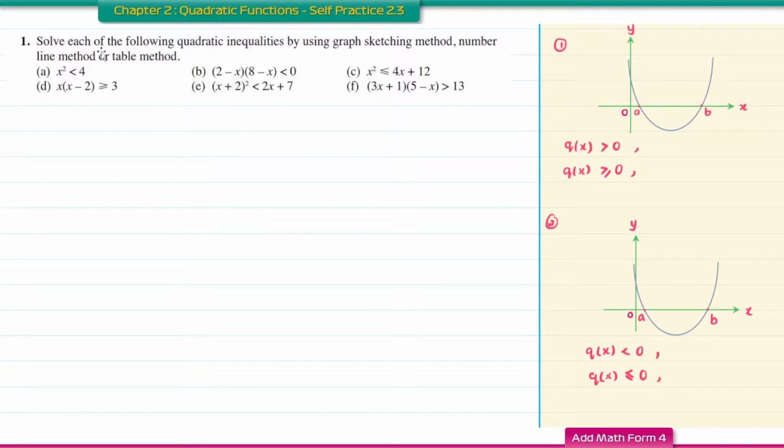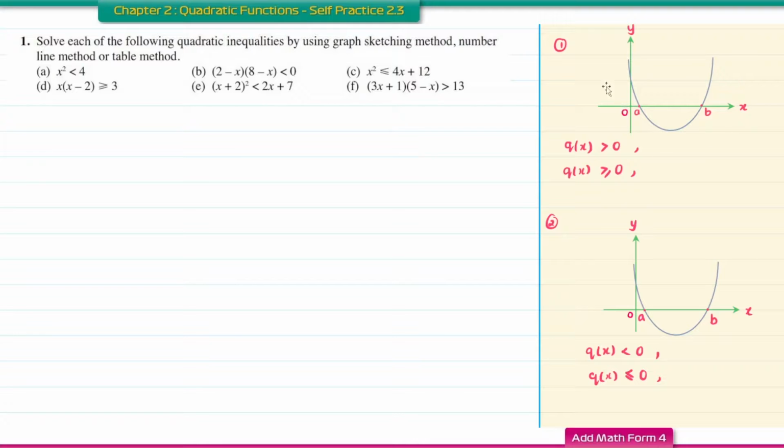Question 1. Solve each of the following quadratic inequalities by using graph sketching method, number line method, or table method. So for A and B, I'm going to solve it using the graph sketching method, C and D using the number line method, and E and F using the table method. So first, look at the graph sketching method. I have two examples here.